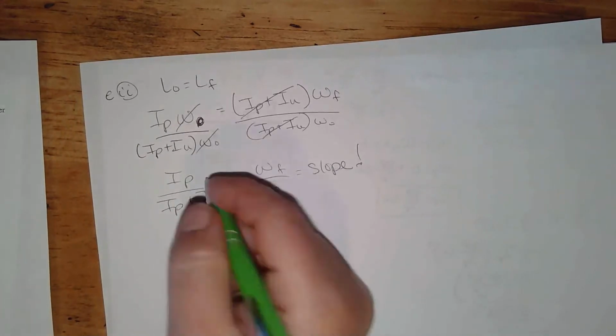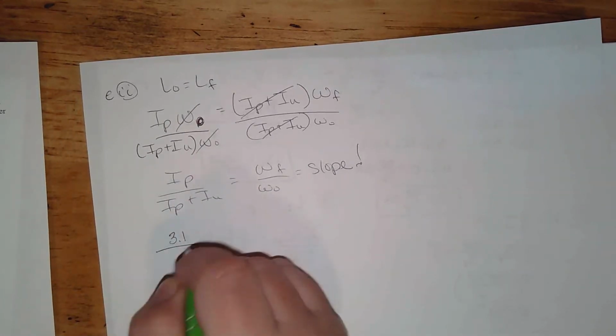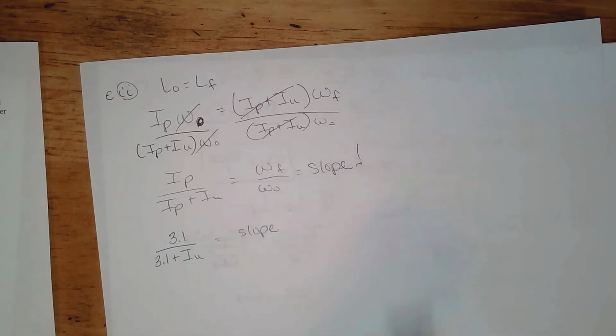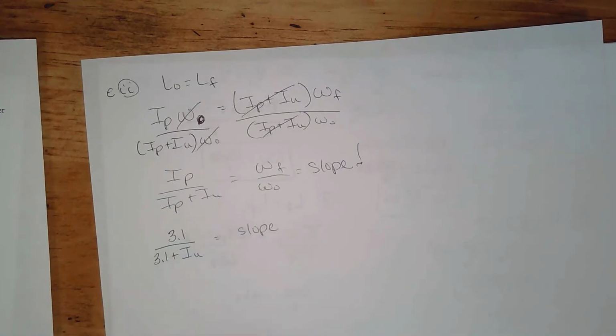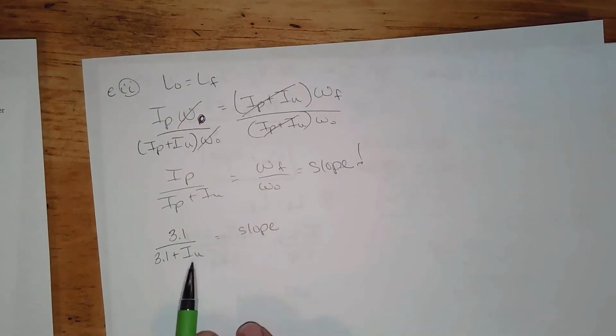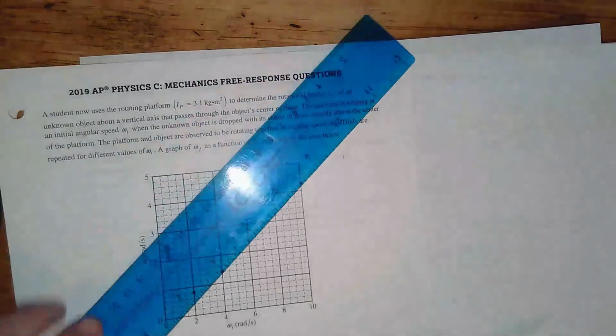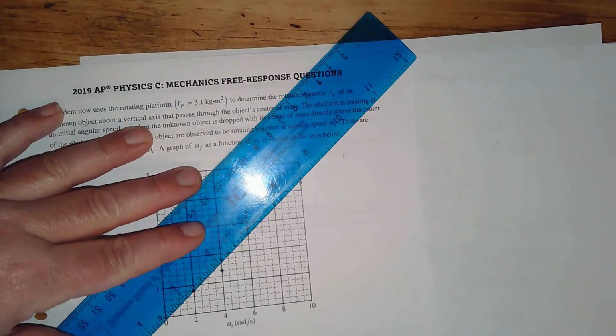Okay, so anytime I need slope, now, I know this value: 3.1 over 3.1 plus IU is equal to the slope. If I want to figure it all out, I can, but I'm just going to leave it like this. I'm going to calculate my slope, and then I'm going to find IU. So I go to my graph to find my slope. So I put my best fit line on here.